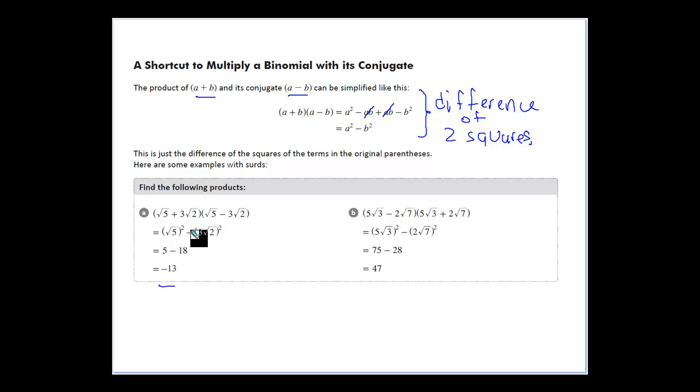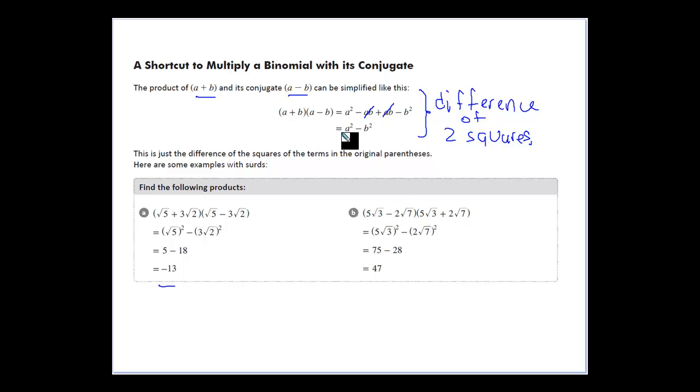So what we've done is, when we multiply a surd by its conjugate, we end up with a rational number, because we're squaring it all. You can check it out with this example as well: 5 root 3 minus 2 root 7 times 5 root 3 plus 2 root 7.